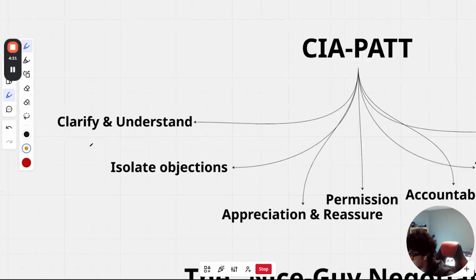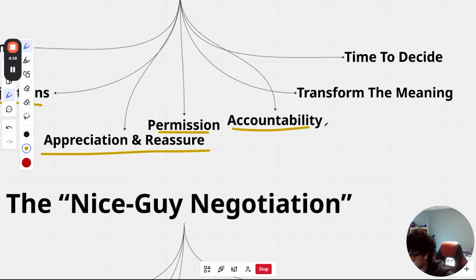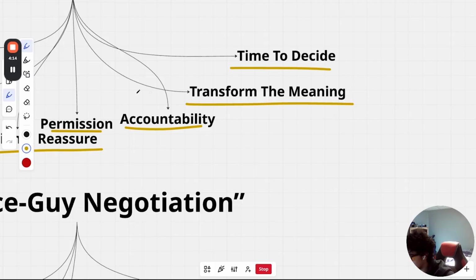CIA path: clarify and understand, isolate the objection, appreciate and reassure, permission, accountability, confirm the meaning, and time to decide.